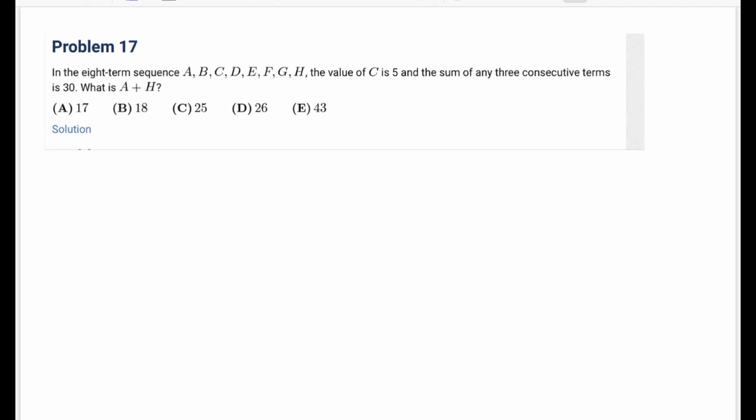Problem 17. In the 8-term sequence A, B, C, D, E, F, G, H, the value of C is 5, and the sum of any 3 consecutive terms is 30. Okay, so if C is 5, then A plus H, right?